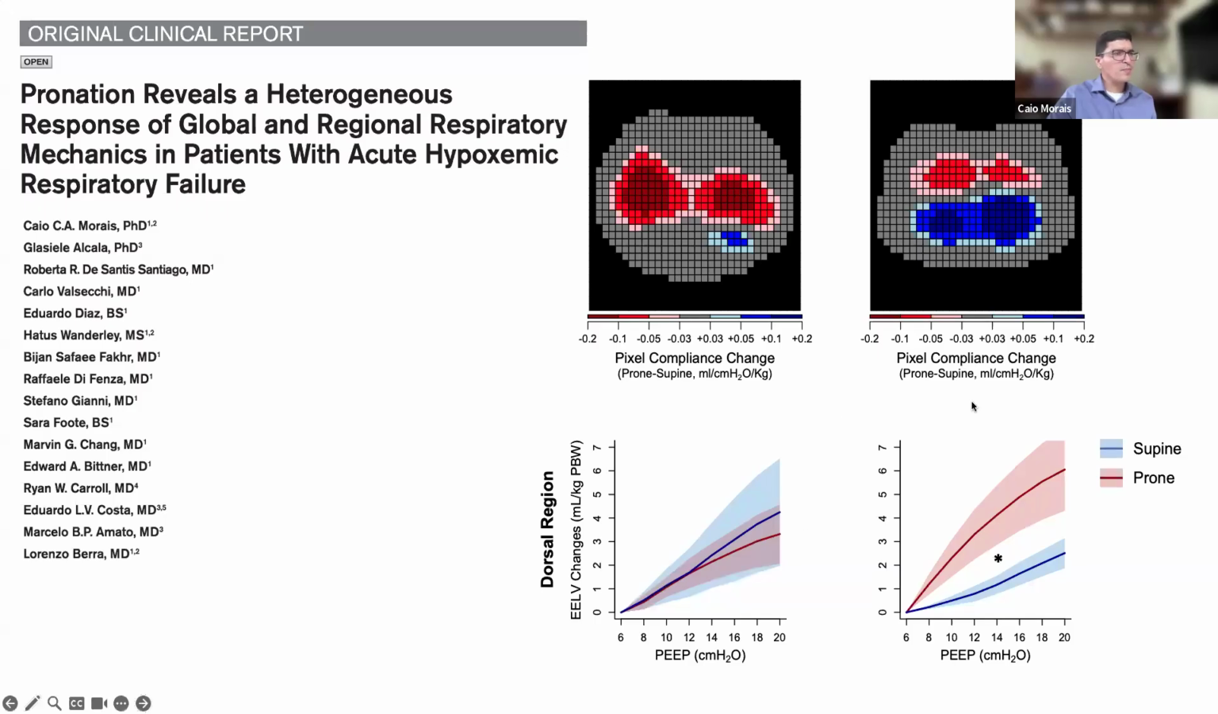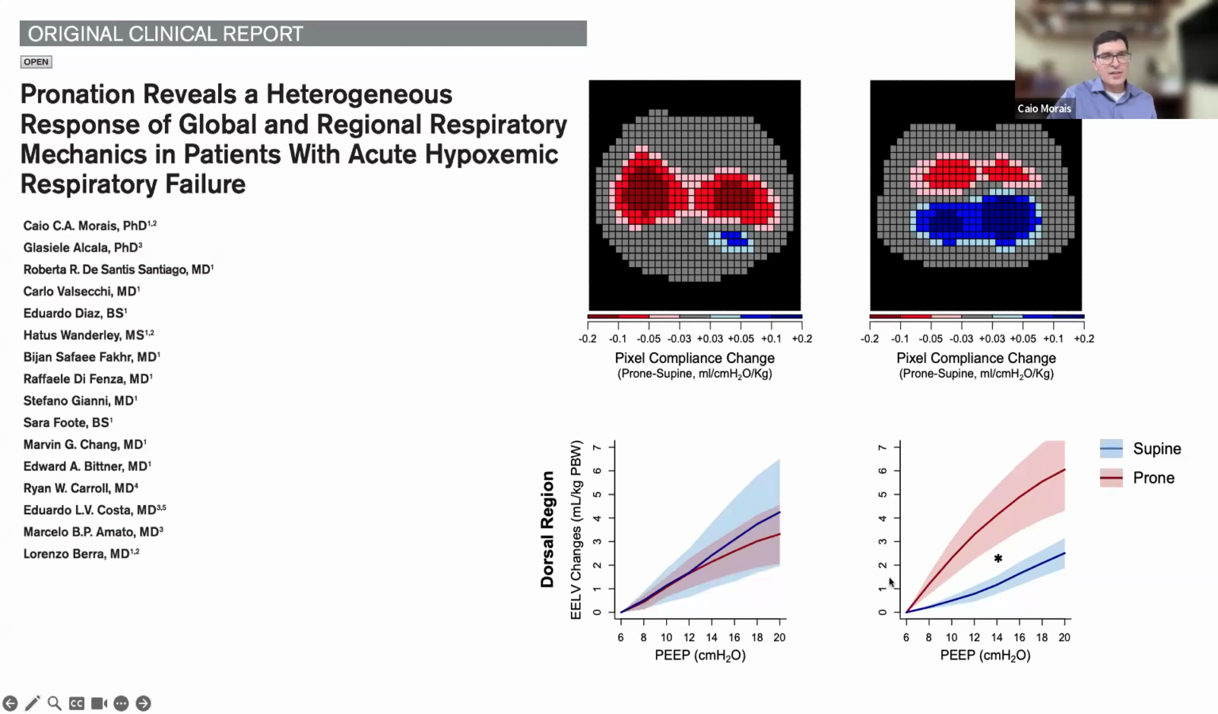We just published this paper comparing the proning effect using EIT. In this image, we have in blue pixels with improved compliance after pronation, and in red regions with reduced compliance after pronation. As you can see, both patients have ARDS, and clearly the amount of recruited lung is completely different between those two patients.